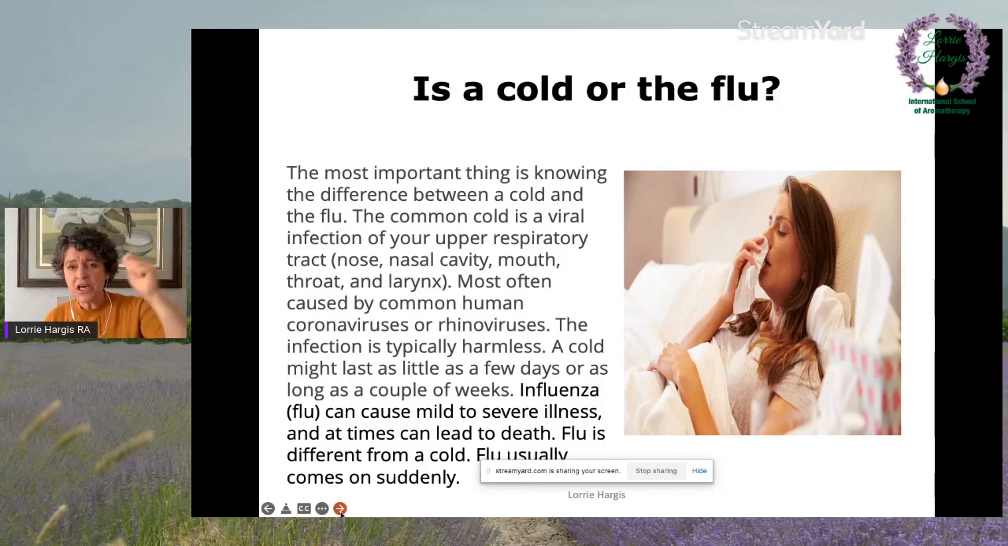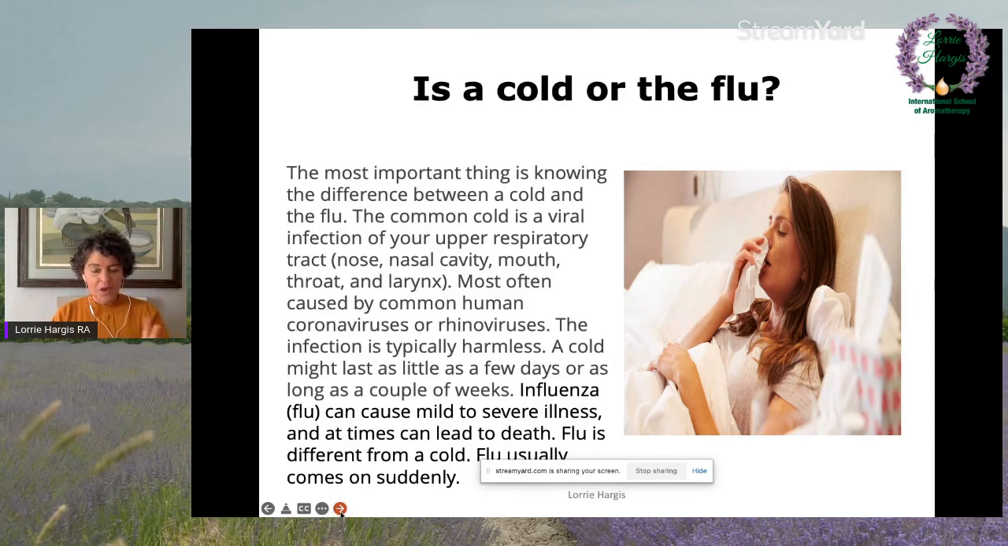So the flu usually comes on suddenly. So I want you to remember that. A flu comes on suddenly. And a flu also has more intense symptoms. With a cold, you could have a runny nose, some body aches, and a headache, but with a flu, you're going to have it all and you're going to have it more intense. That's how you can tell the difference. If you've just got a runny nose and a little sore throat, then more than likely it's going to be a cold. If you've got all the symptoms, then it's going to be more of the flu.